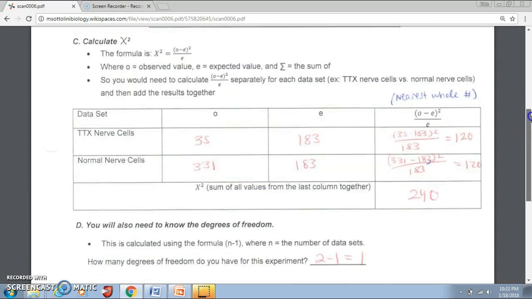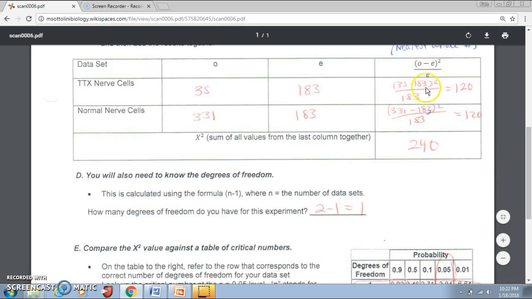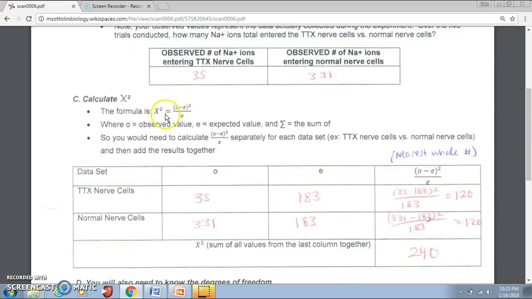Then, according to my chi-square equation, I'm going to take O minus E, square that, and then divide it by E. So (35 minus 183) squared divided by 183 for the TTX nerve cells gives me a value of 120. If I do the same for the normal nerve cells, I'll take 331, which is O, subtract 183, which is E, square that, and divide by 183. I get 120 again.